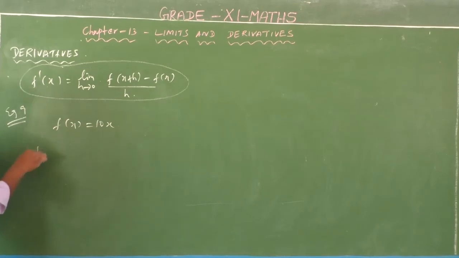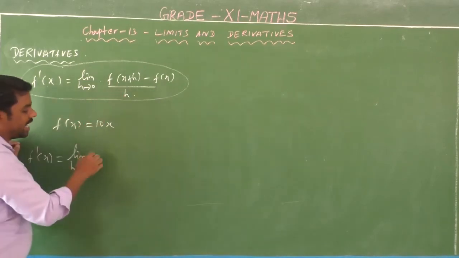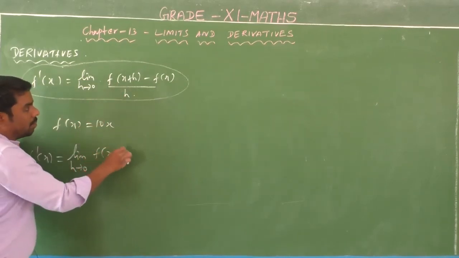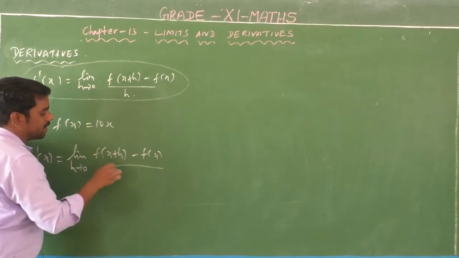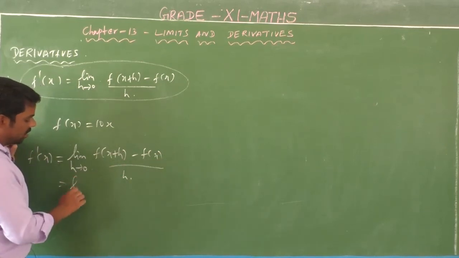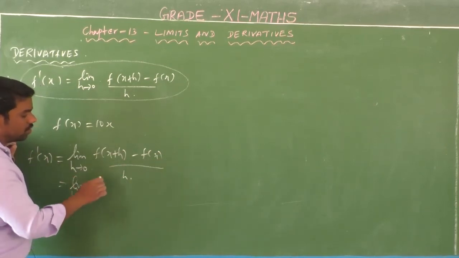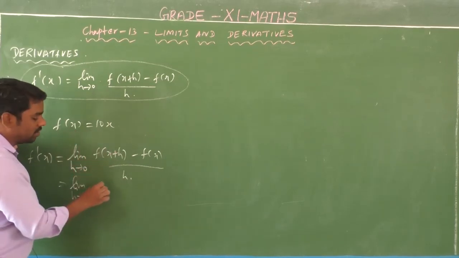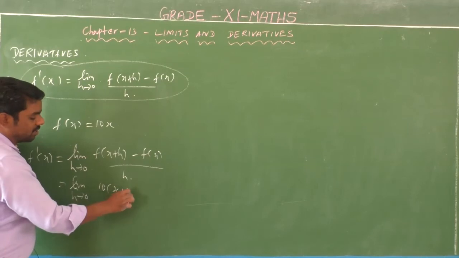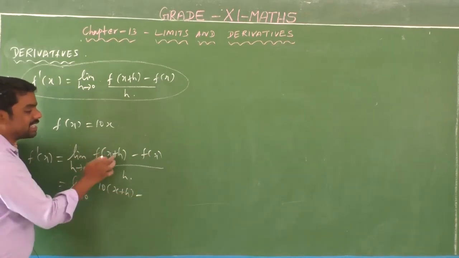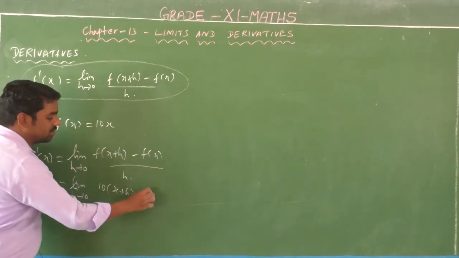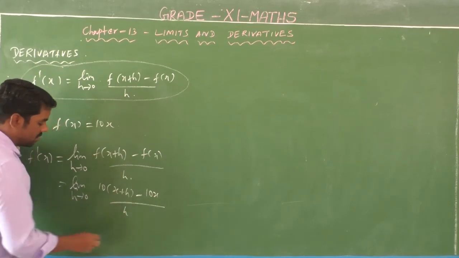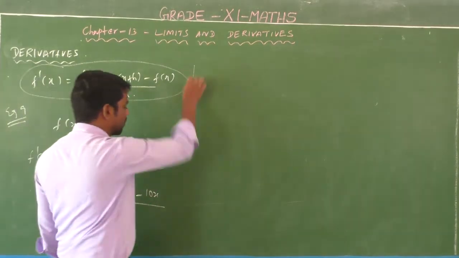So f dash of x is equal to limit h tends to 0 of f of x plus h minus f of x divided by h. Here f of x equals 10x, so f of x plus h equals 10 of x plus h. So x is replaced by x plus h, minus f of x, which is 10x, divided by h. So simplify this term.